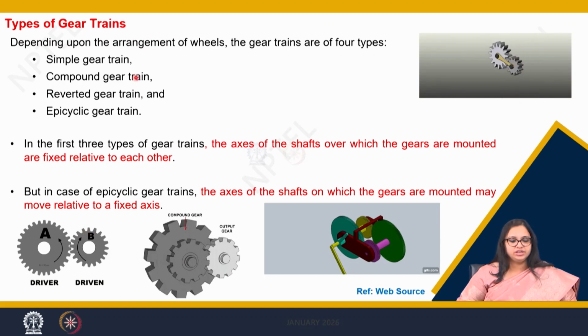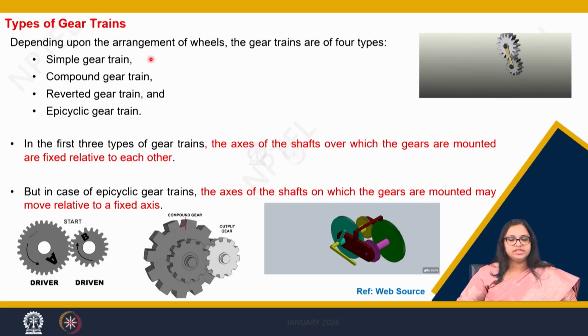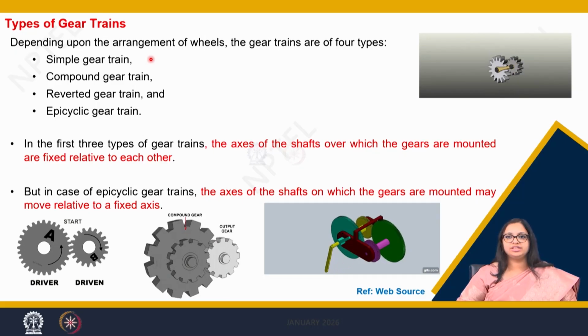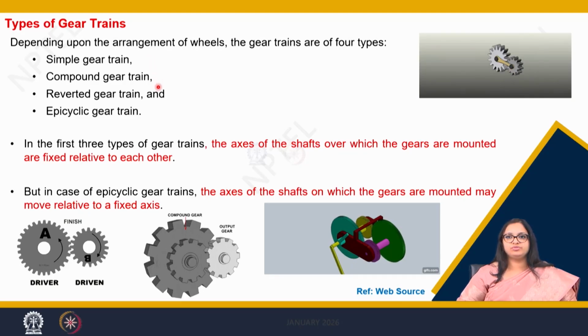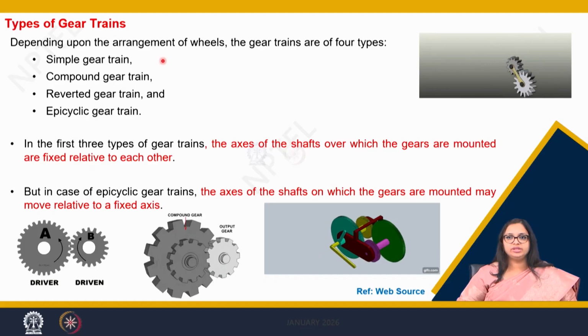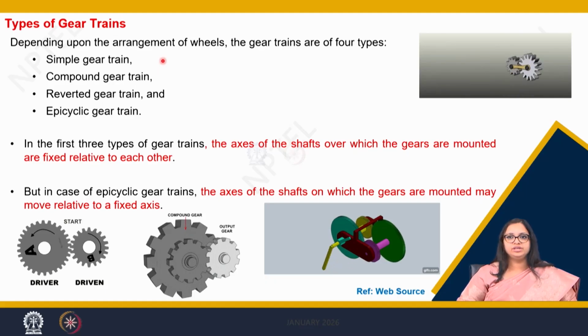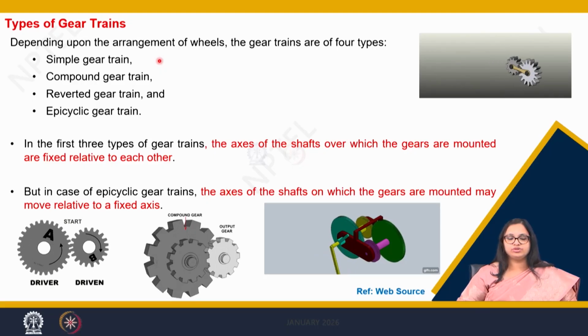Well, we understood how a simple gear train looks. However, it is not the only gear train that helps us in power transmission. There are four types of gear trains. The first one is a simple gear train, when there are only two gears which are meshed with each other and help us in transmission of power.